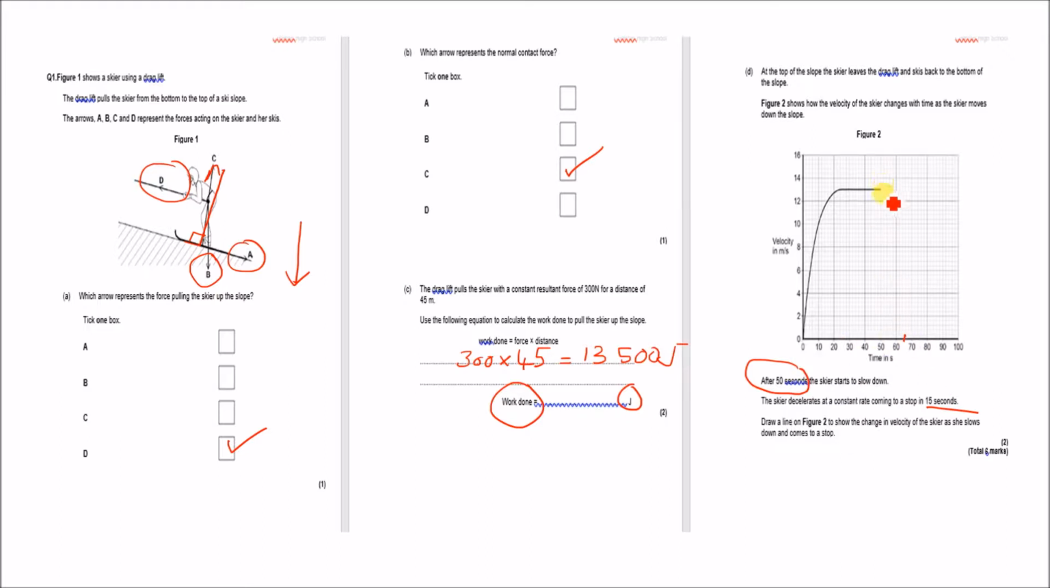Now, because this is decelerating at a constant rate, we're going to get a straight line. So from that point, make sure you use a ruler, and then that would go to 65. That has to be a straight line. Now that's hard to draw with this computer, but make sure you've drawn that as a straight line. So from that point straight to there.